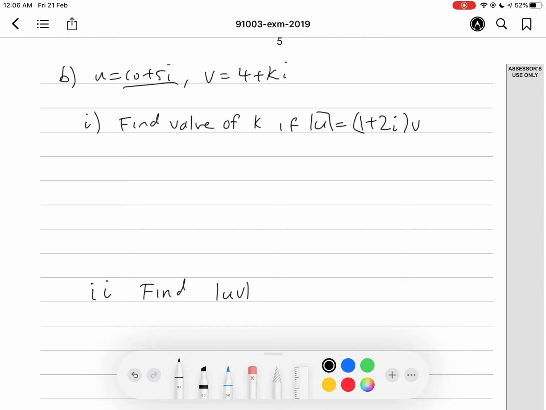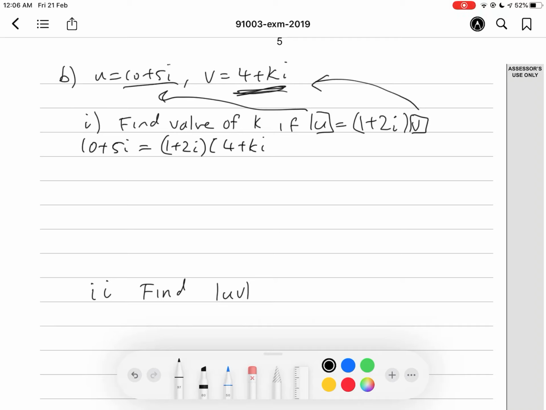So therefore we can substitute this u as 10 plus 5i. So we can say 10 plus 5i equals 1 plus 2i times v. V is this value here, so we substitute this v for this value here. So we'll say that this is 4 plus ki. If we simplify this, we'll get 10 plus 5i equals, we just expand this, so 1 times 4 is 4, 1 times ki is ki, 2i times 4 is plus 8i, 2i times ki is 2ki squared, i squared is negative 1, so this becomes negative 2k.